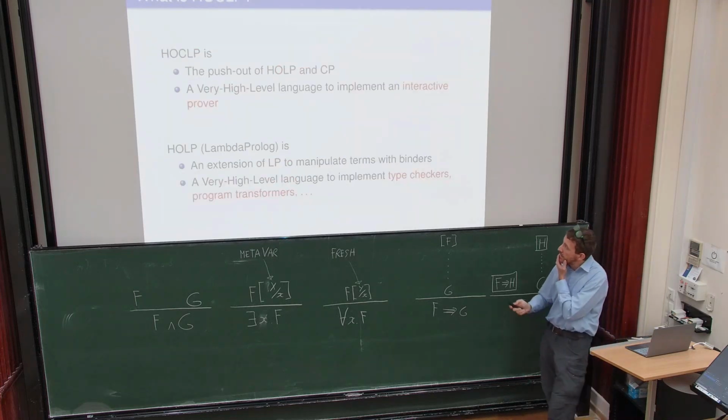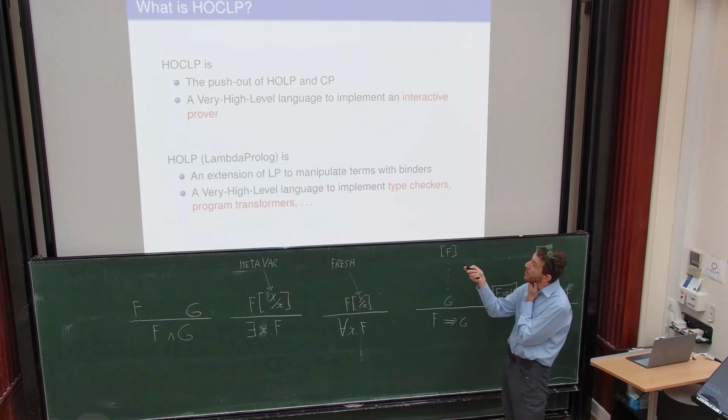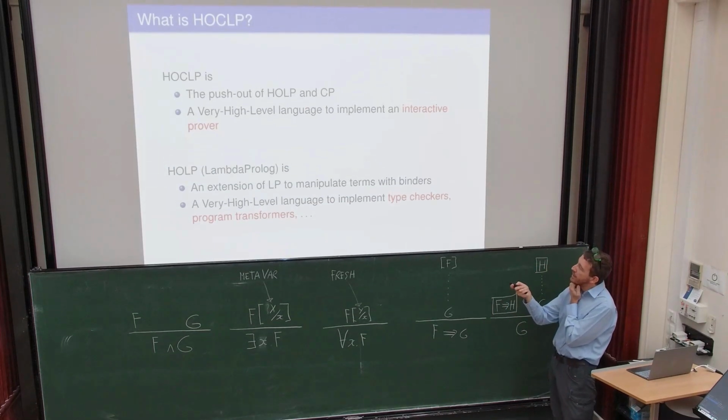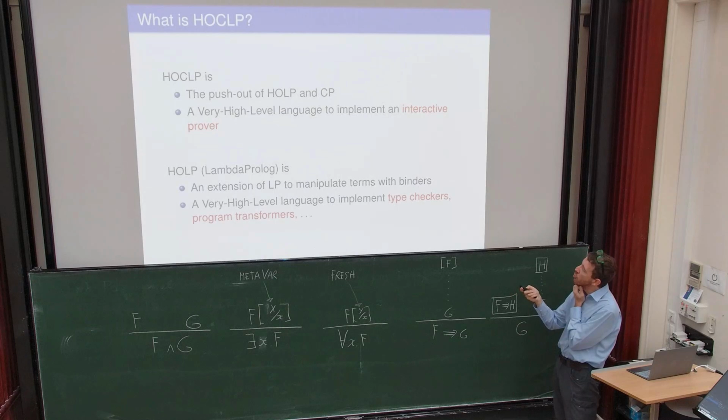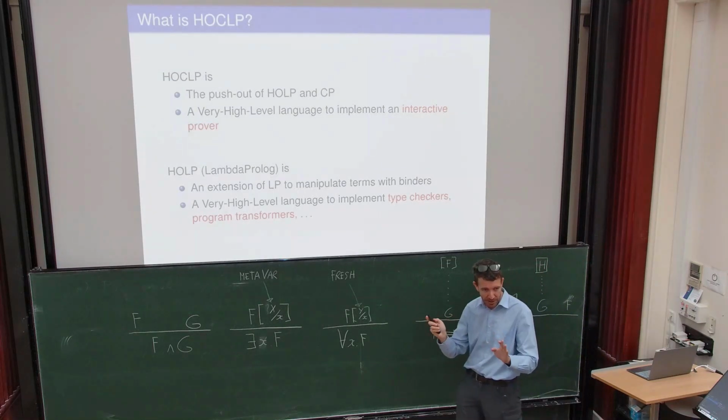So, what is higher order constraint logic programming? Well, it's a pushout, in a sense, of higher order logic programming and constraint programming. And you can think of it as a very high level language to implement an interactive prover. So it's good for implementing interactive provers and not much else, in a sense.